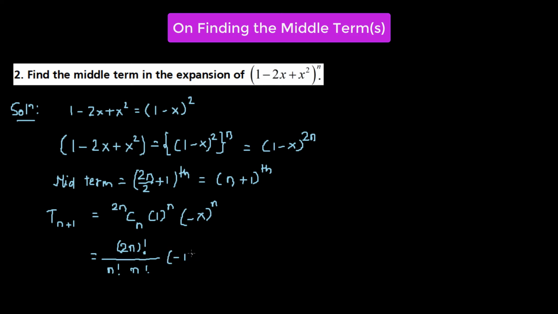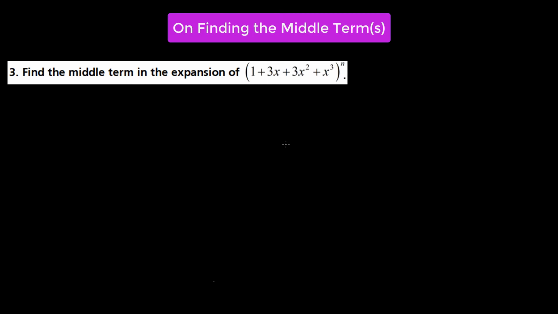We pull out the negative sign, which is negative 1 raised to the power of n, times x raised to the power of n. Further simplifying, we get 2n factorial divided by n factorial, multiplied by itself twice, so we write it as n factorial squared, times negative 1 raised to the power of n. This is the coefficient of the middle term, and to find the term, we multiply it by the remaining variable, which is x raised to the power of n. Let's go to the next one.